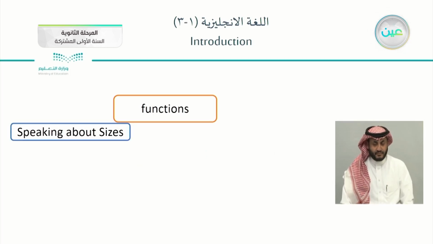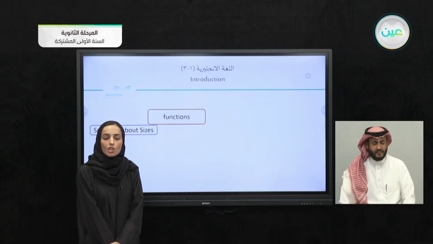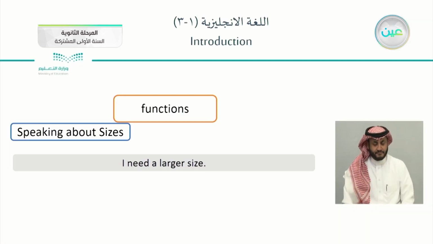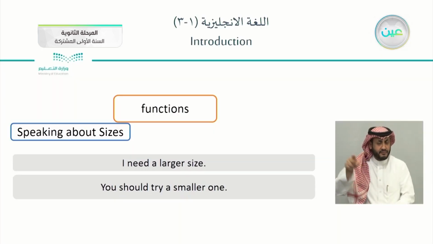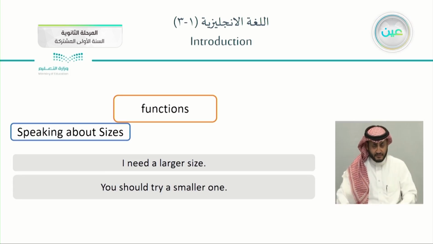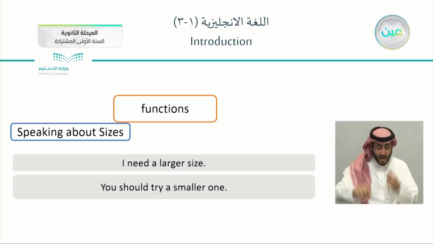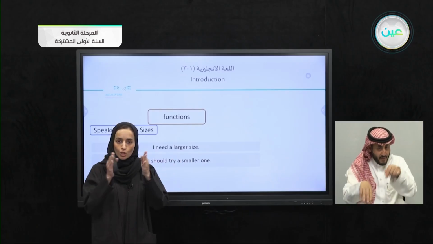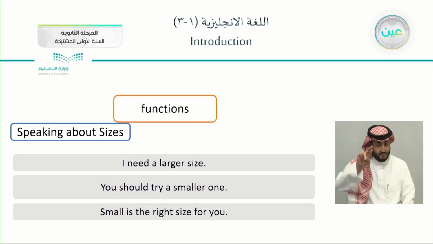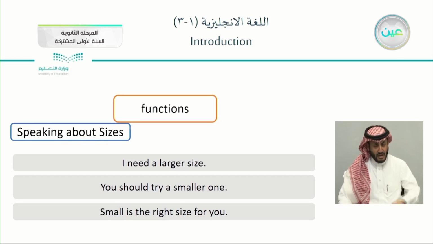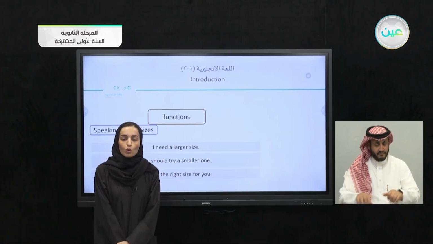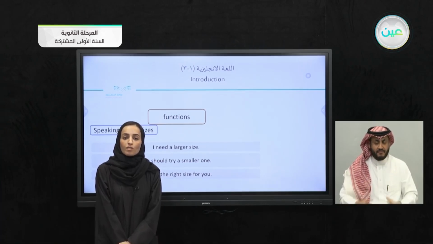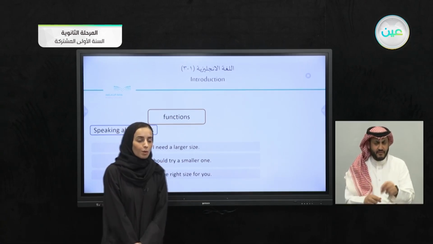When they were speaking about sizes, what words, what phrases did they use? They used, I need a larger size. I need a smaller size. I need my size. Or you will say, you should try a smaller one. The shopping assistant told them, you should try something that is smaller. This is large for you. You should try something smaller. And also, small is the right size for you. I can tell when I see you that you can wear a small or a medium or a large. These are some of the words we can use to speak about sizes.